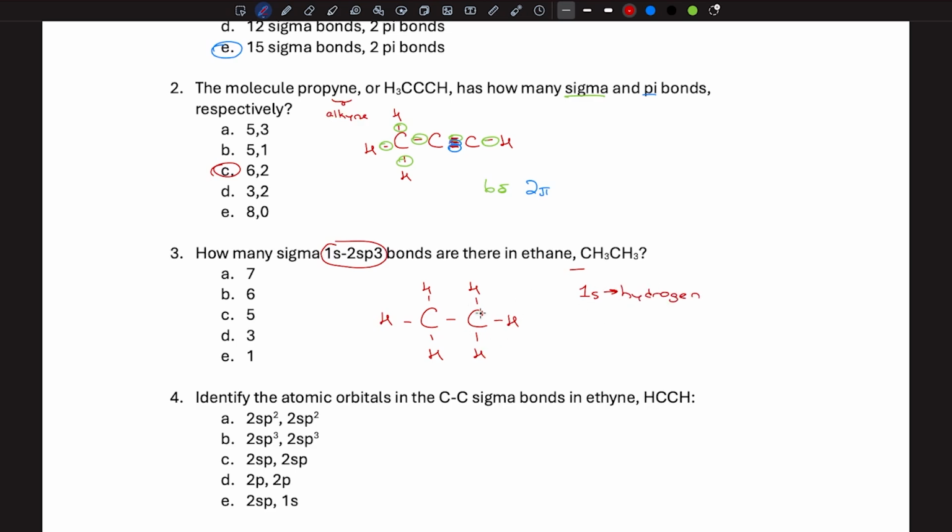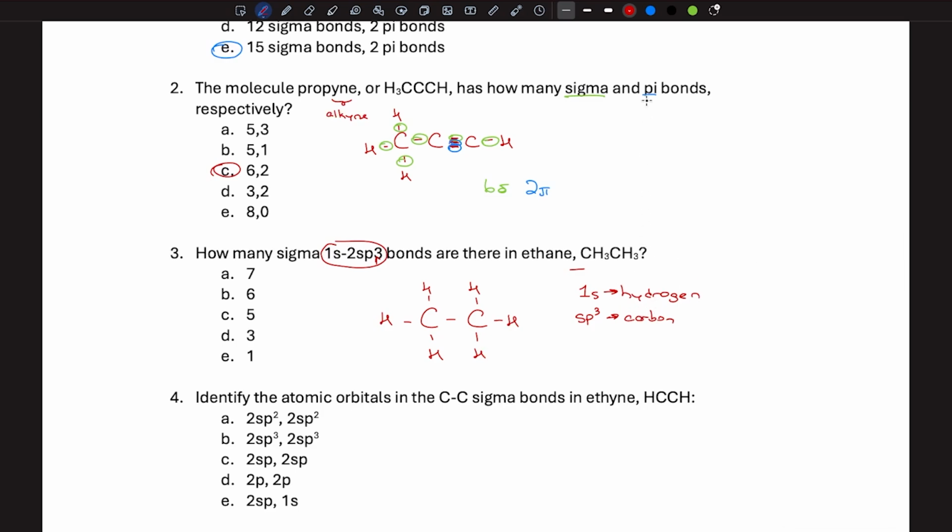Okay, there's no other way that it can belong to anything else. But sp3, or the way it's drawn, I know the 3 looks a little weird, must belong to carbon. Because we only have hydrogen and carbon here, which means that the only thing that could be hybridized to sp3 is carbon. Basically, what they're asking us is how many hydrogen-carbon bonds are there?